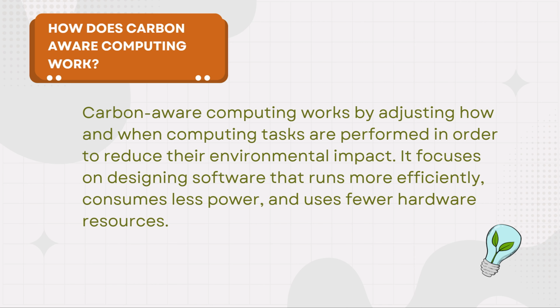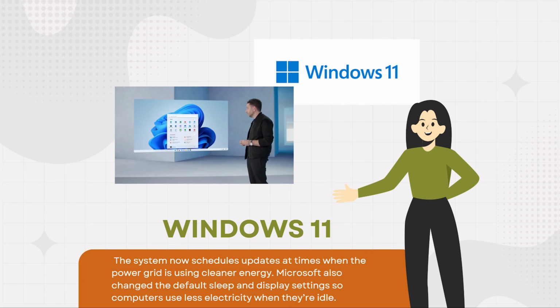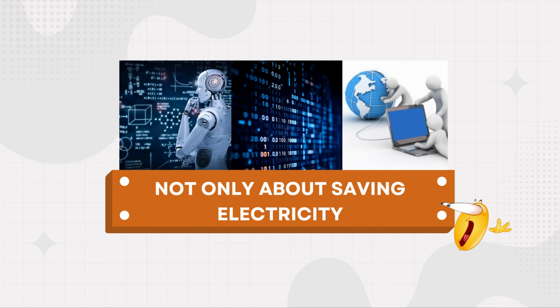An example is Microsoft's update to Windows 11, where the system now schedules updates at times when the power grid is using cleaner energy. Microsoft also changed the default sleep and display settings so computers use less electricity when they're idle. But carbon aware computing is not only about saving electricity. It also involves using data, machine learning, and real time information about the power grid to make smarter decisions.